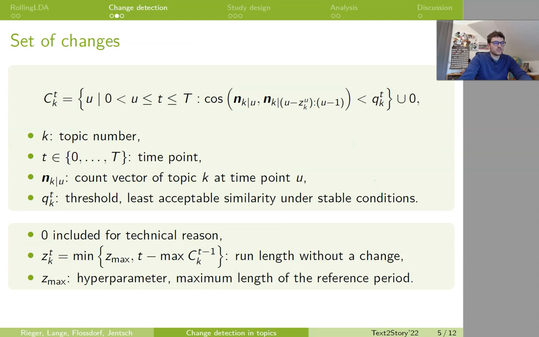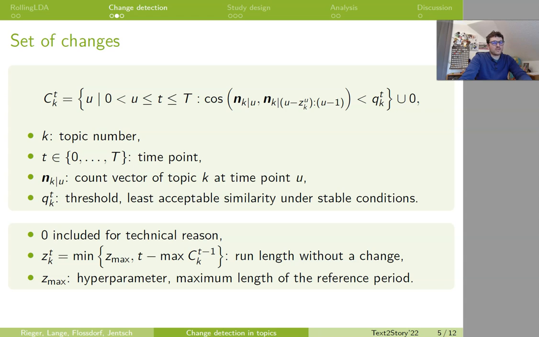Okay, let's begin with some formula. Assume we look at one topic denoted by K at one specific time point denoted by T, and we want to know which changes were detected until this time point T. Then CTK gives us a set of these changes.